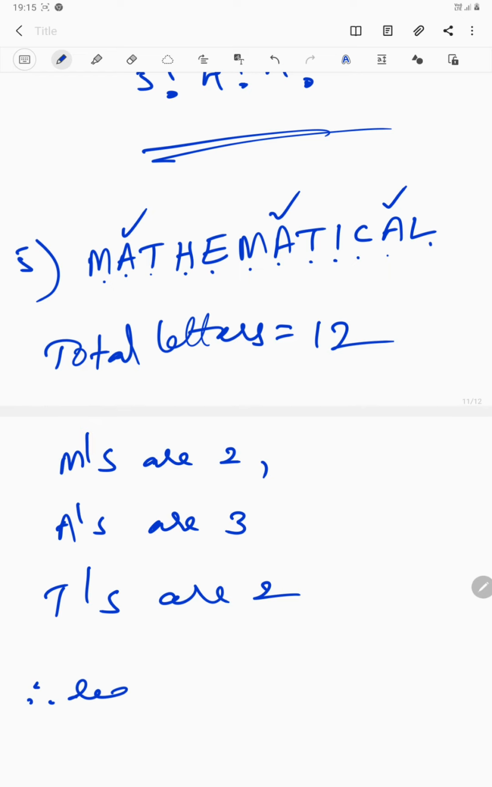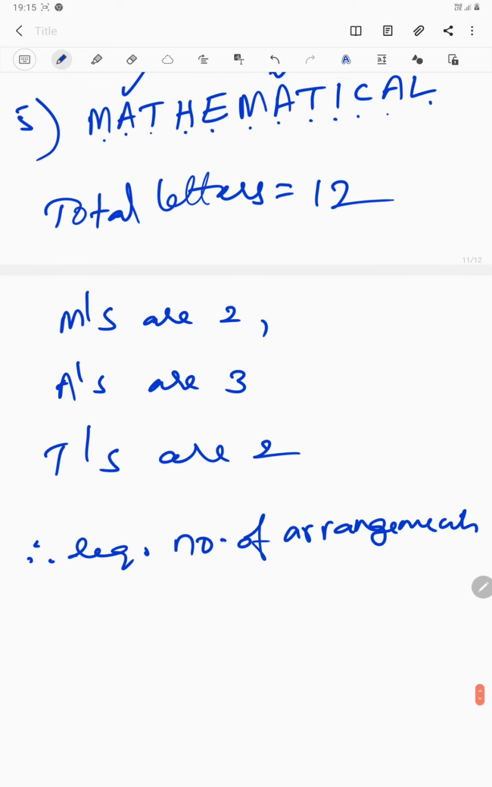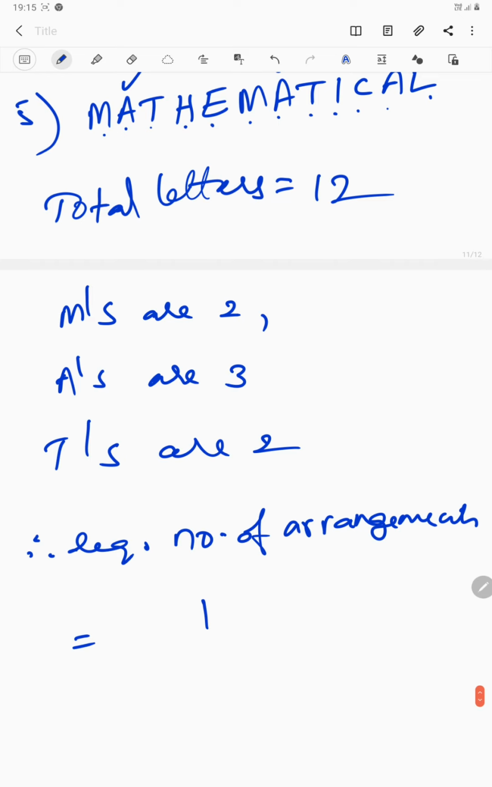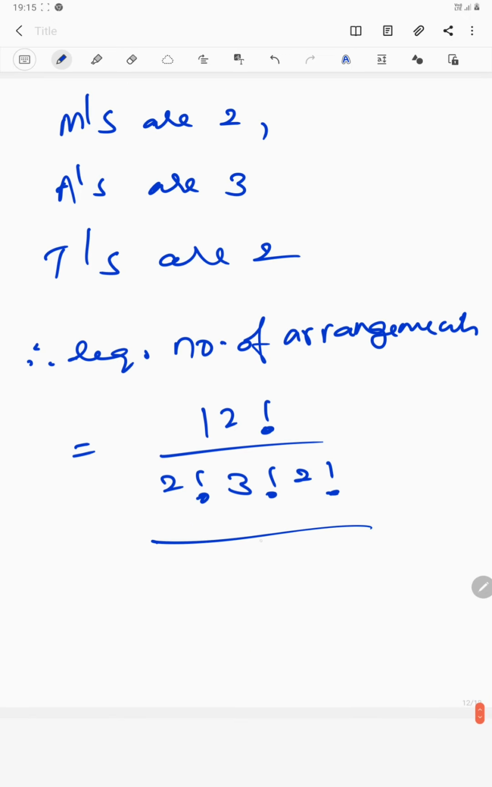Therefore, required number of arrangements is equal to total 12 factorial and identical letters are 2 factorial, 3 factorial, 2 factorial. So, this is the first question. Now, what is the second question they asked? How many of these arrangements have all vowels together?